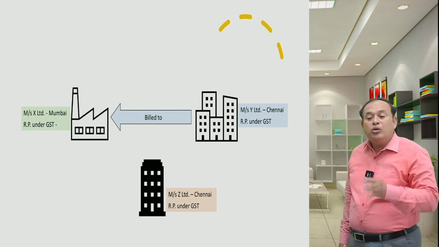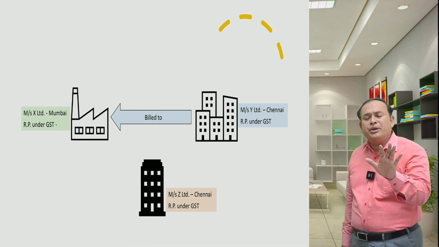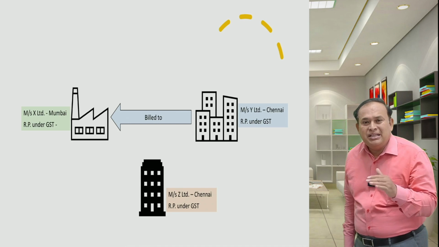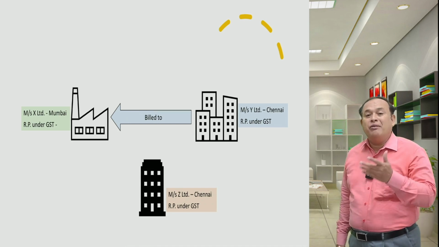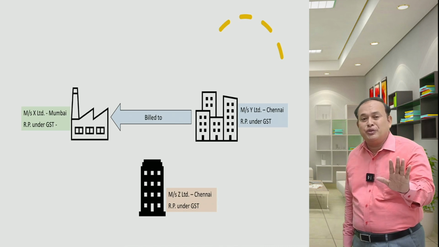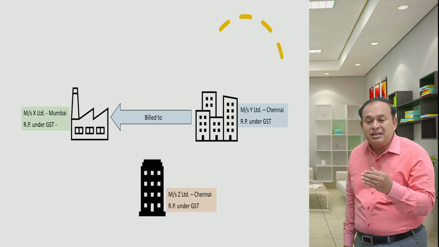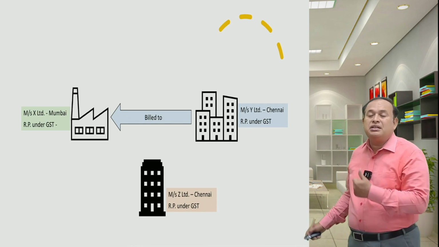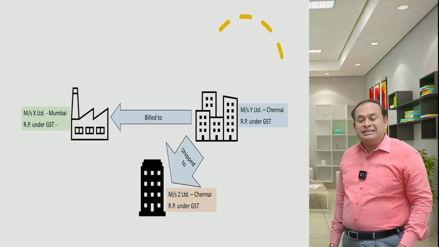That means X Limited is a third person in the given case requesting Y Limited to send the goods to Z Limited. Y Limited said, don't worry, Mr. X Limited, I will do it for you. I will raise the bill, billing to X Limited Mumbai, shipping to Z Limited. It's called the bill to ship to model. I am very much aware of it. You don't worry at all. In the invoice raised by Y Limited, the buyer name is X Limited, and the consignee name is Z Limited. So billing to X Limited, shipping the goods to Z Limited.